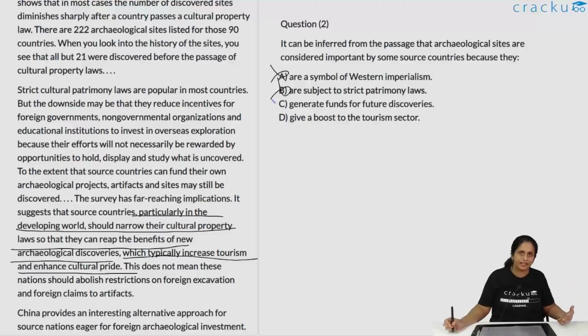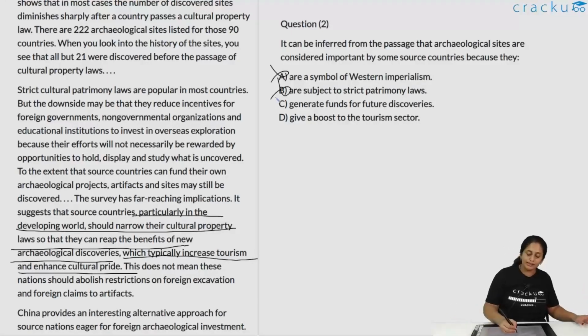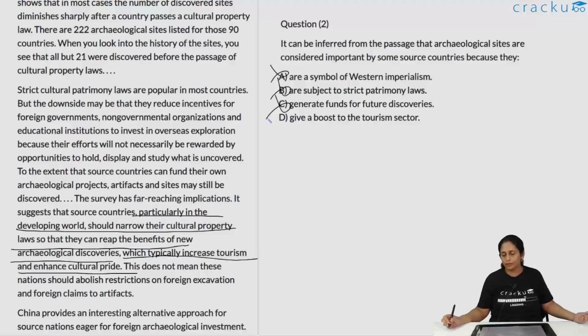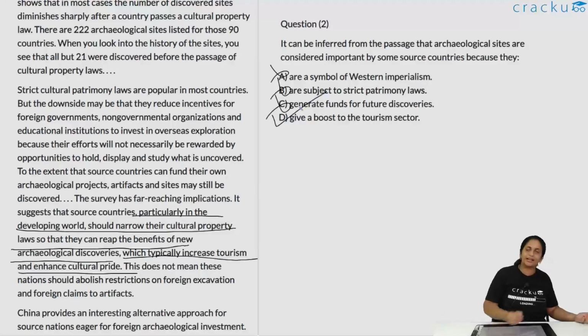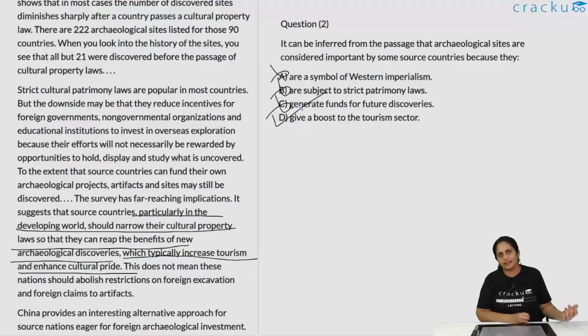C: Generate funds for future discoveries? They don't generate any funds. You are actually just showing and keeping them in your nation. It's not like you're selling them. So this is incorrect. D: Give a boost to the tourism sector. This is the stated reason in the passage. So D is the right answer.